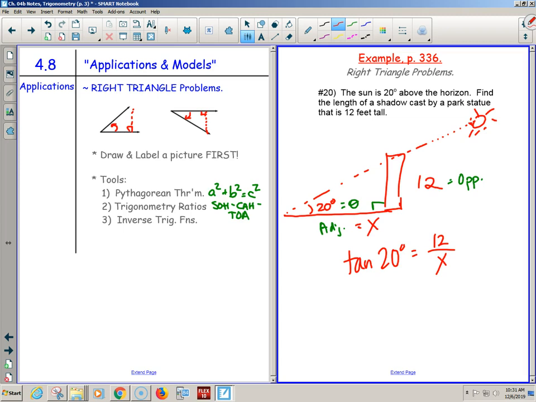So all I have to do is two steps. Just a few of you get lost in the algebra: multiply up that x and then divide by that tangent. You could use cotangent, but there's no cotangent button on the calculator. It could be the same thing. So I had 12 over tangent of 20.